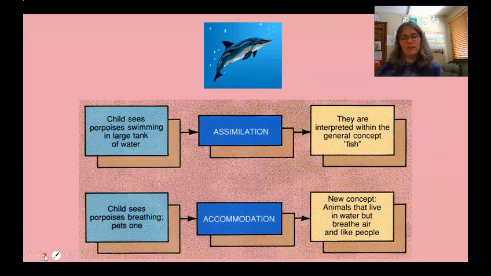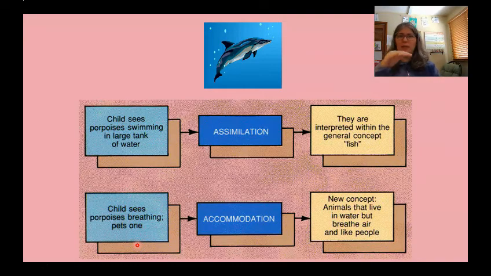And I love this example. So a child sees a porpoise swimming in a large tank of water. Maybe they're at SeaWorld. They assimilate and say, oh, look at the fish. It's a fish because, well, it's underwater. It has fins. It must be a fish. Assimilation. But then they see the porpoise breathing.